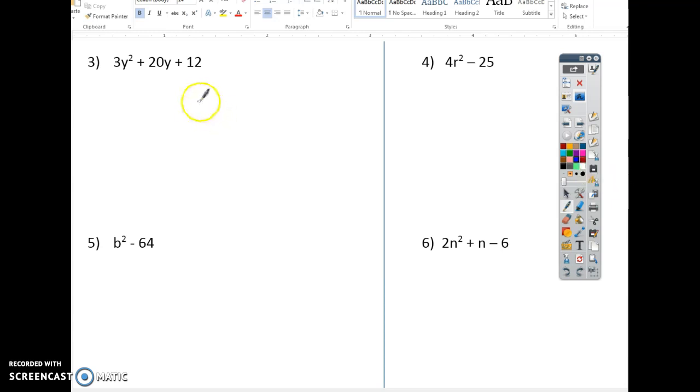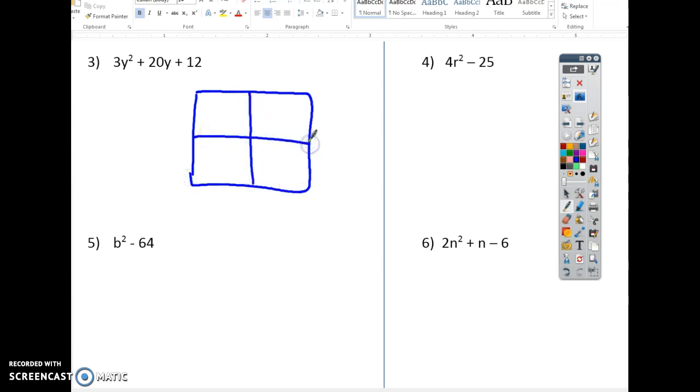Problem number 3. We're going to do a box. You're going to put the numbers inside. The first term goes in the first box. The last term goes in the last box. And remember, when you have a number in here, this is your A, this is your C, you have to multiply them. 3 times 12, and that's going to give you what we need to look for.